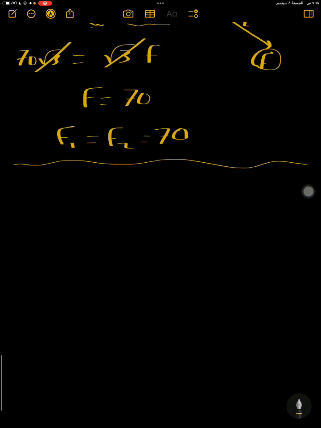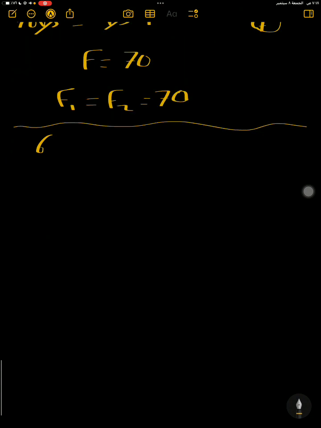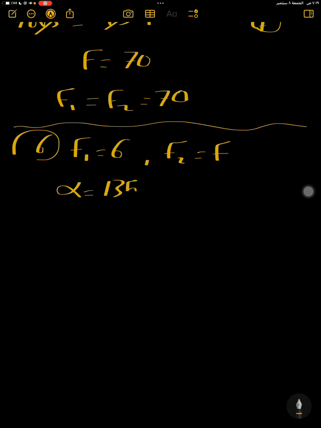Another example. Two forces of magnitude 6 and F. F1 equals 6 and F2 unknown equal F. If the angle between them equal 135, alpha is equal 135 degree. Find the magnitude of their resultant. We want to find the resultant at first.